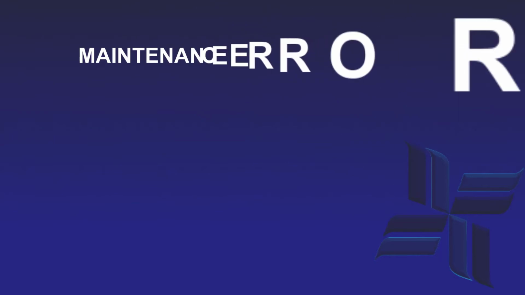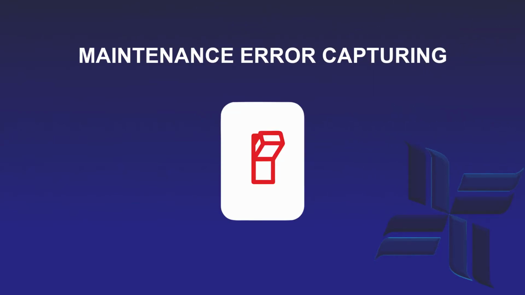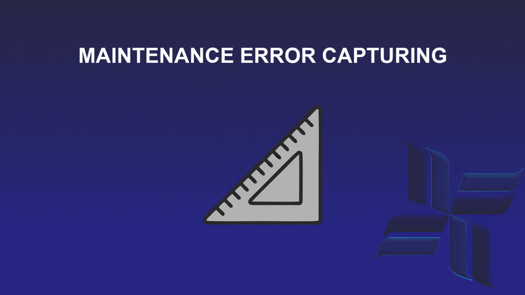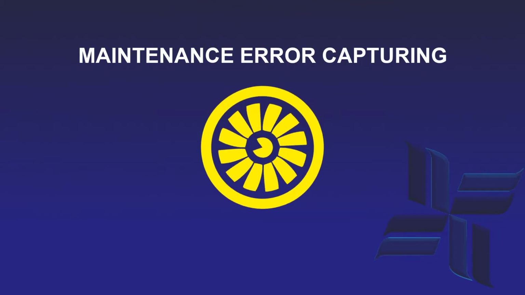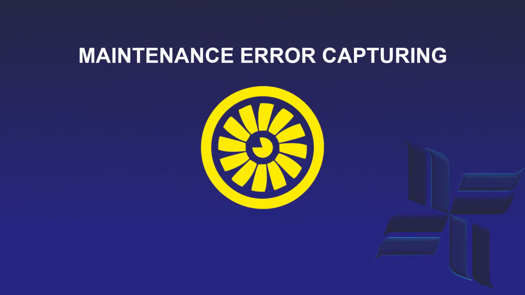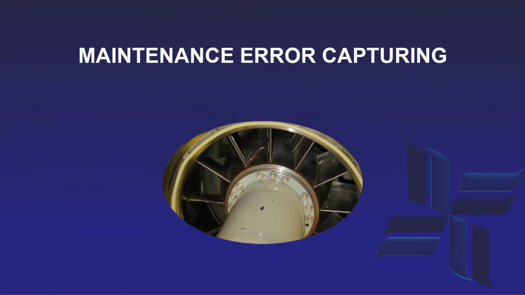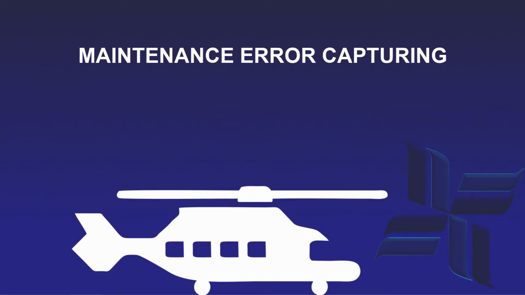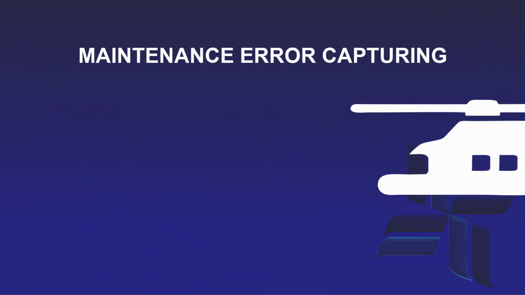Maintenance error capturing has a number of different formats, including functional checks, rigging or alignment checks, leak checks when the task involves fluids, engine ground runs performed by qualified pilots or APU runs by qualified engineers, drive shafts or couplings for engines and gearboxes, engaged ground runs performed by pilots, maintenance check flights or test flights.